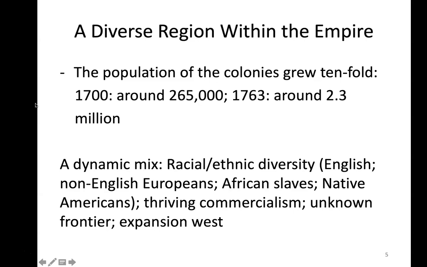Now, add to the mix, of course, you have again African slaves, you have Native Americans, and this makes it overall a very diverse place racially and ethnically speaking. Now, notice on the slide, the population of the colonies grew tenfold from 265,000 at the turn of the 18th century towards that of 2.3 million. So that's astronomical in its population climb, right? And again, it's due to both natural factors and also immigration.